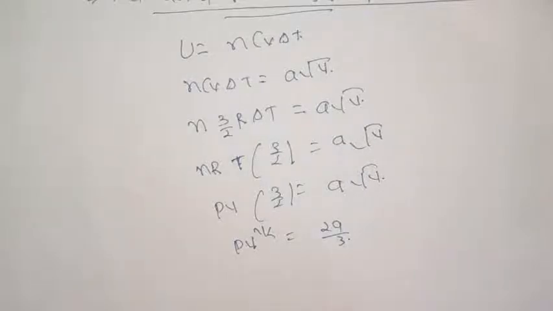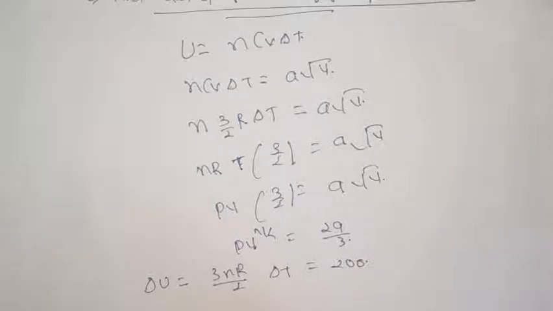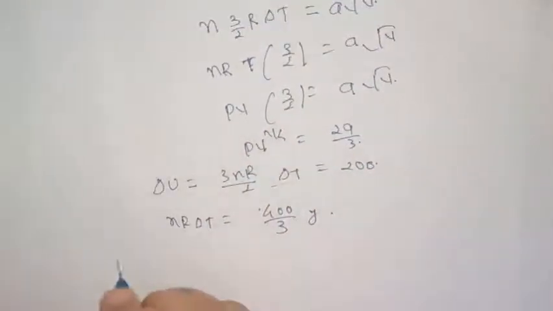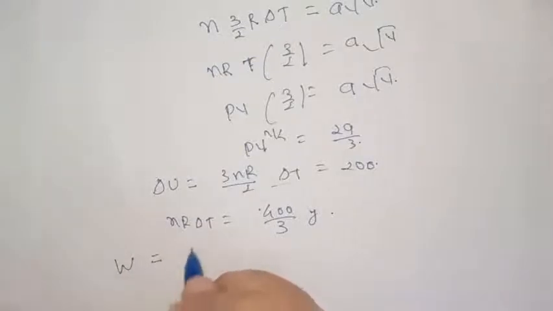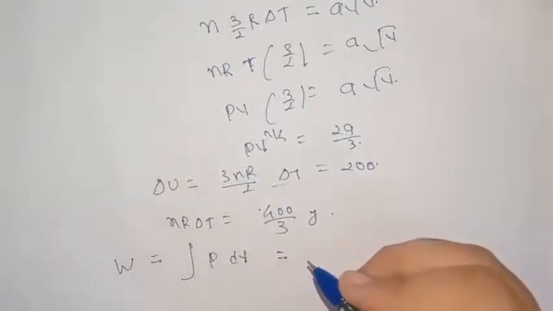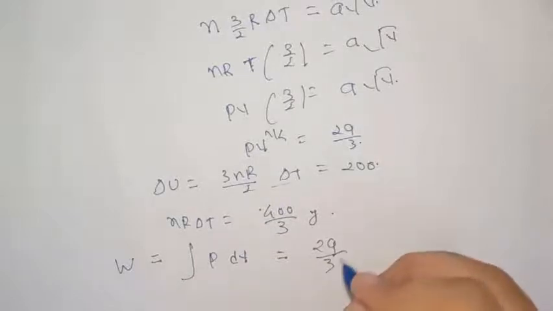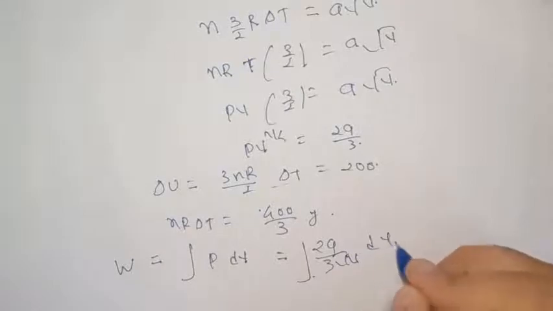Now the increase in internal energy is given as 200 joule. So delta U is equal to 3nR by 2 delta T is equal to 200. So nR delta T will be 400 by 3 joule. Now the work done in increasing energy by 200 joule will be equal to integration of P dV, where pressure can be given by 2A by 3 root V, integration dV.